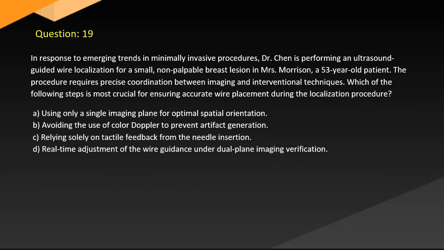Question 19. In response to emerging trends in minimally invasive procedures, Dr. Chen is performing an ultrasound-guided wire localization for a small, non-palpable breast lesion in Mrs. Morrison, a 53-year-old patient. The procedure requires precise coordination between imaging and interventional techniques. Which of the following steps is most crucial for ensuring accurate wire placement during the localization procedure? A. Using only a single imaging plane for optimal spatial orientation. B. Avoiding the use of color Doppler to prevent artifact generation. C. Relying solely on tactile feedback from the needle insertion. D. Real-time adjustment of the wire guidance under dual-plane imaging verification.